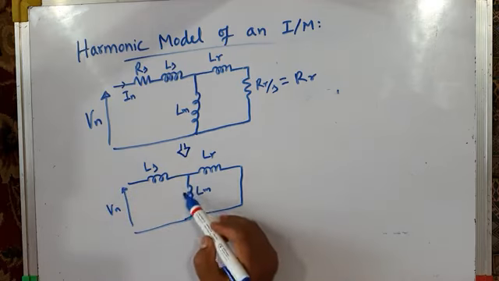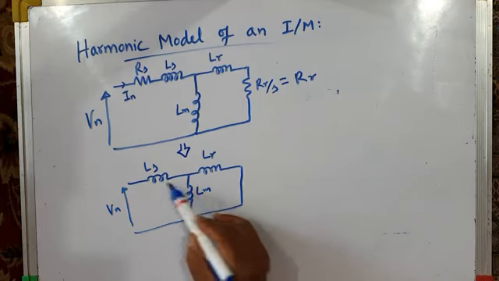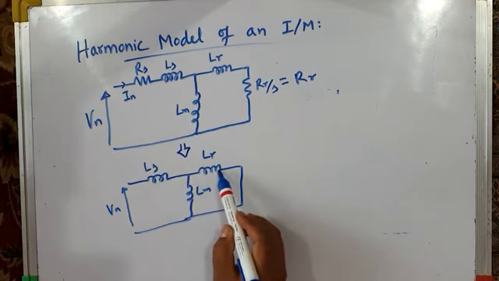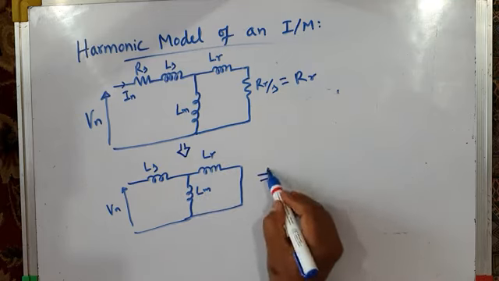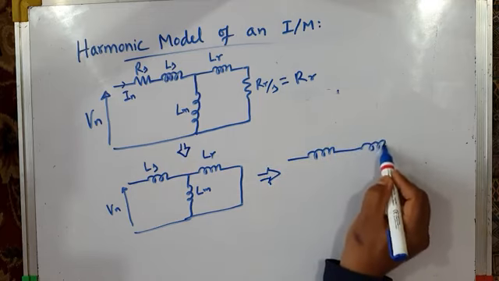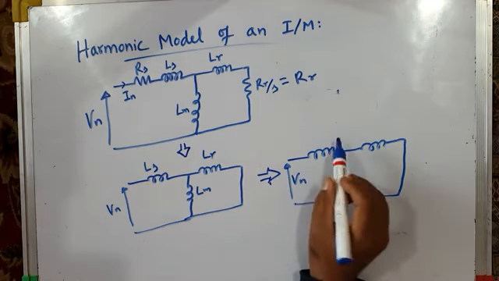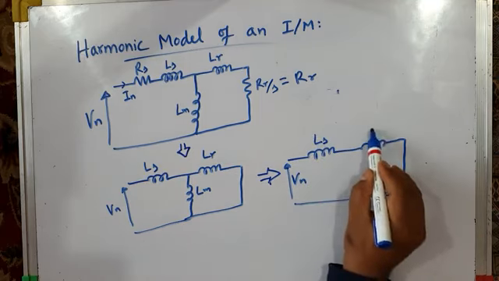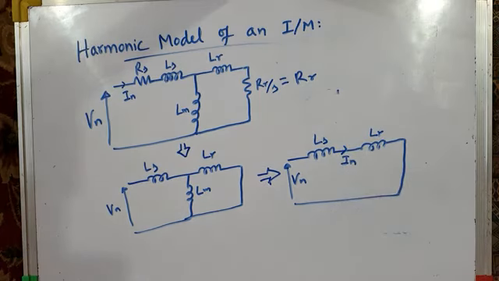Now, as far as this magnetizing inductance is concerned, it is very high as compared to these inductances, stator and rotor inductances. So it can also be neglected. Its effect can be neglected. So finally, our harmonic model of induction motor becomes something like this. This is the harmonic voltage Vn. This is stator inductance, this is rotor inductance, and harmonic current is In.